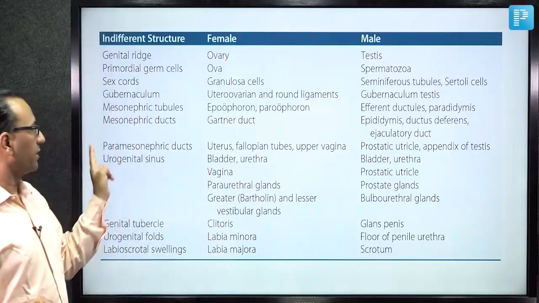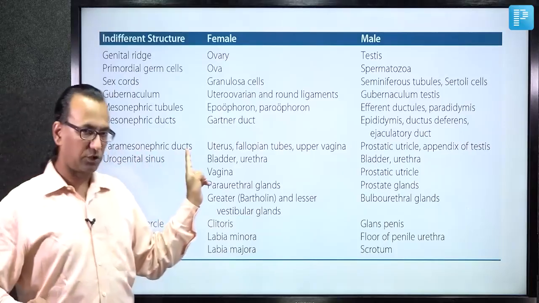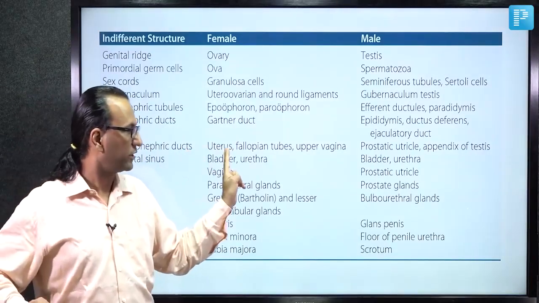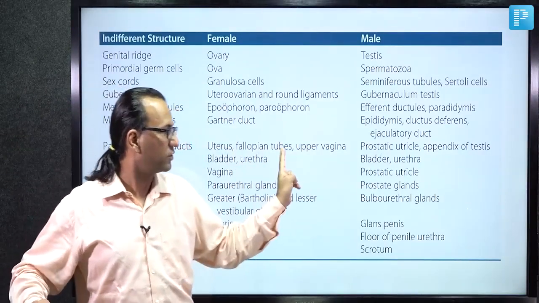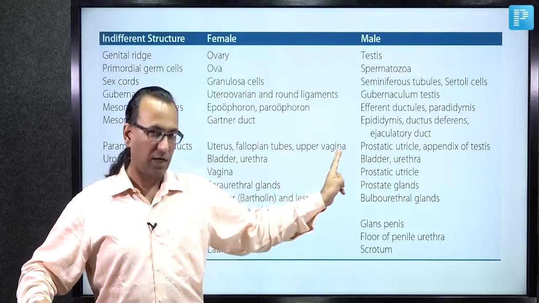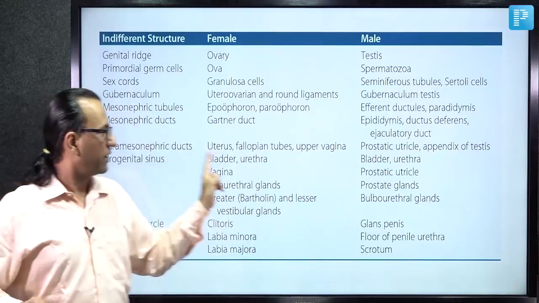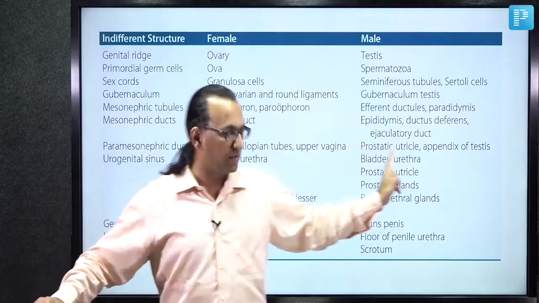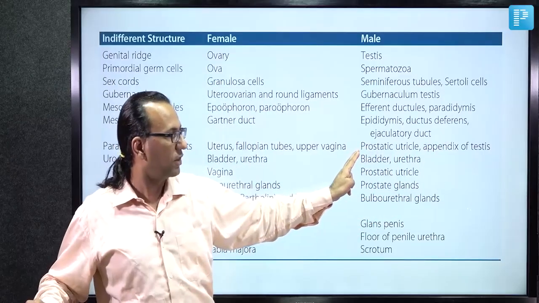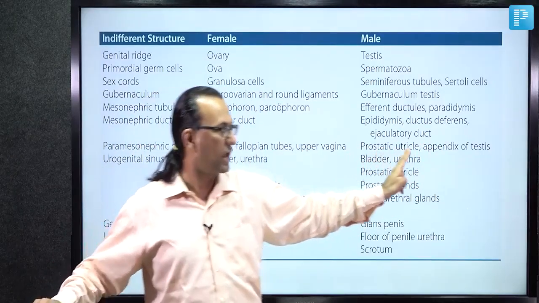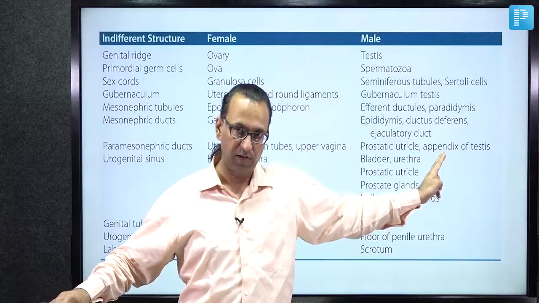In case of a female, it is the paramesonephric duct or the Mullerian duct which is working, which if fused will form uterus and unfused part forms the fallopian tube. Even the upper 1/3 of vagina comes from the paramesonephric duct. In case of a male, it will be vestigial, contributing to the male uterus or prostatic utricle and the appendix of the testis as well.